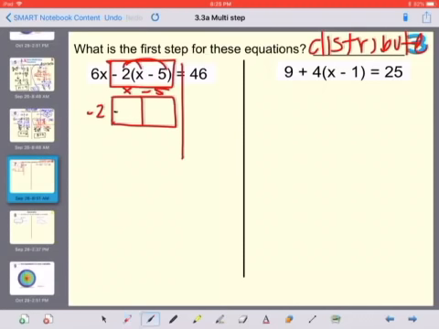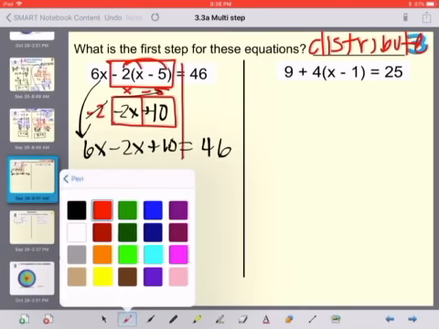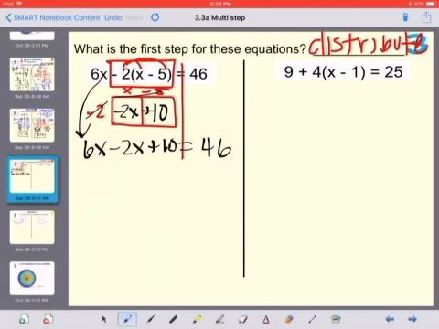So negative 2 times x is negative 2x. Negative times a negative makes a positive. 2 times 5 is 10. So we're done with those numbers, and we're going to bring down everything that we have. We have 6x minus 2x plus 10 equal to 46. All I did was rewrite the same equation again with this part distributed or multiplied.